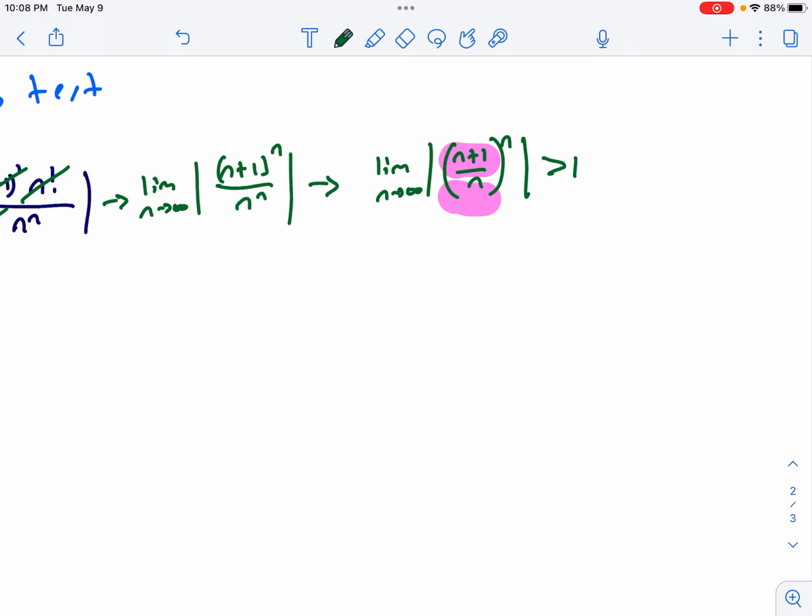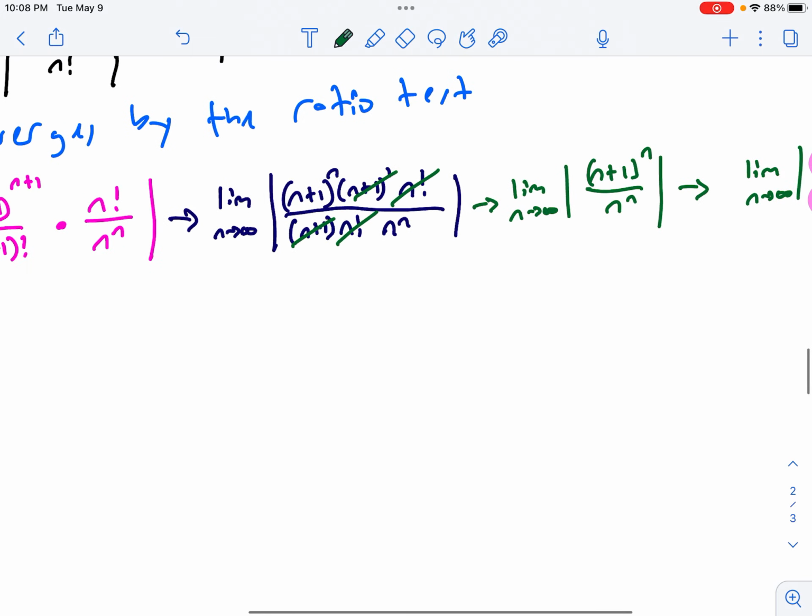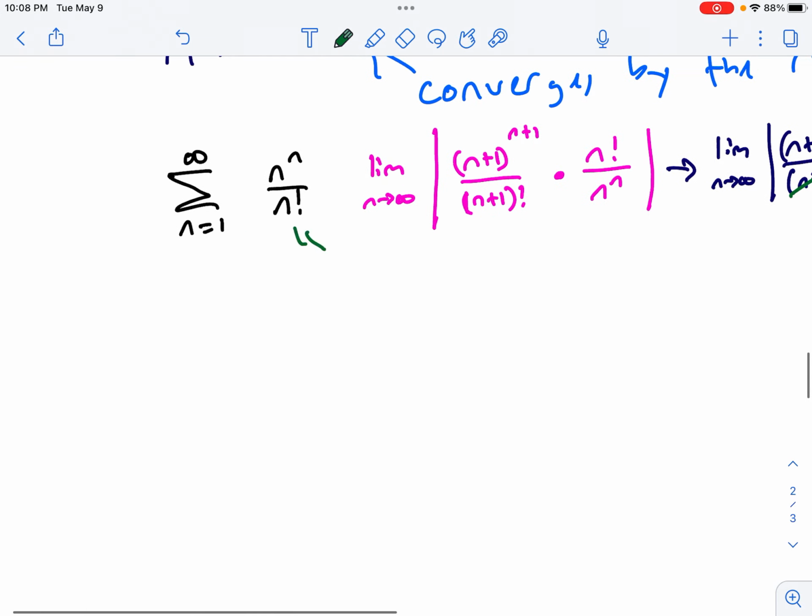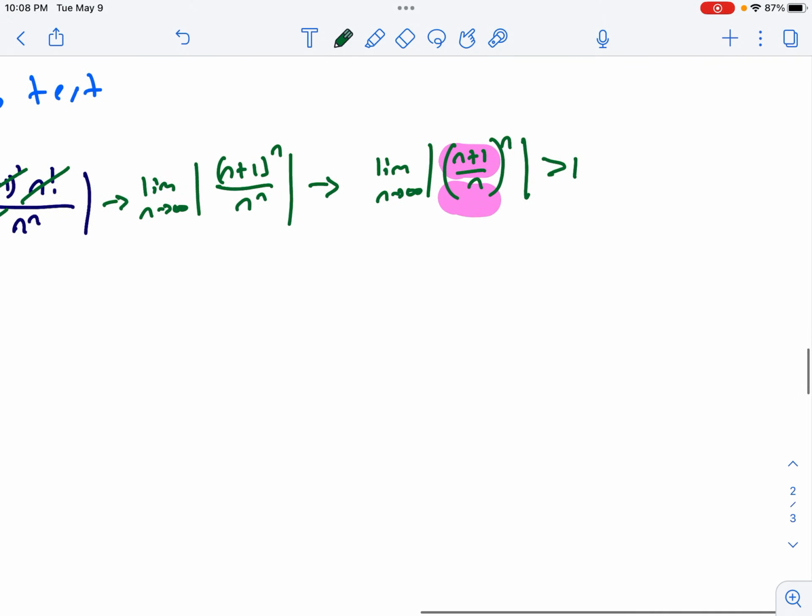And so what's the ratio test tell me? If it's greater than 1, then our original series diverges. Less than 1, the series converges. Greater than 1, diverges. Equal to 1, inconclusive. Equals 1, you've got to move on to something else. So there we go. Now I do want to point out one more thing.